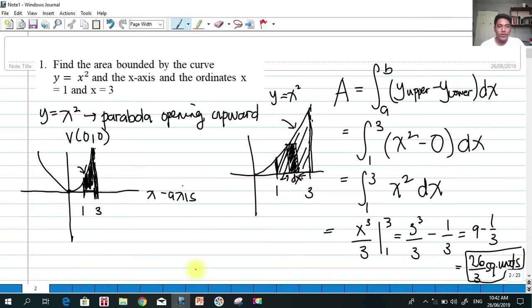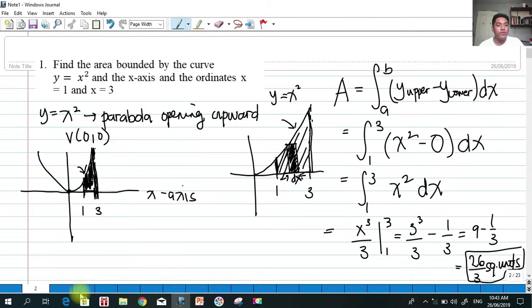Okay, so first we have to graph the parabola and then identify the limits. In this case, the limits are given from x equals 1 to x equals 3. And then we use the proper strip for that. In this case, we have used the vertical strip, because we have the limits from x equals 1 to x equals 3. So we have the answer 26 over 3 square units. If your answer is actually a negative value, that is wrong, because there is no such thing as a negative area.